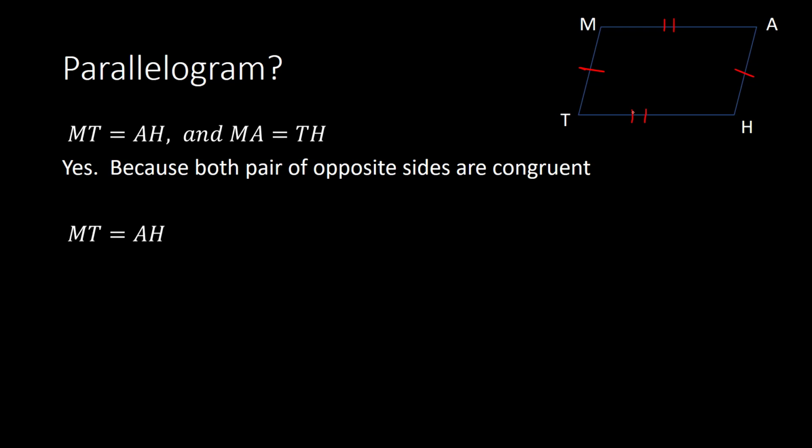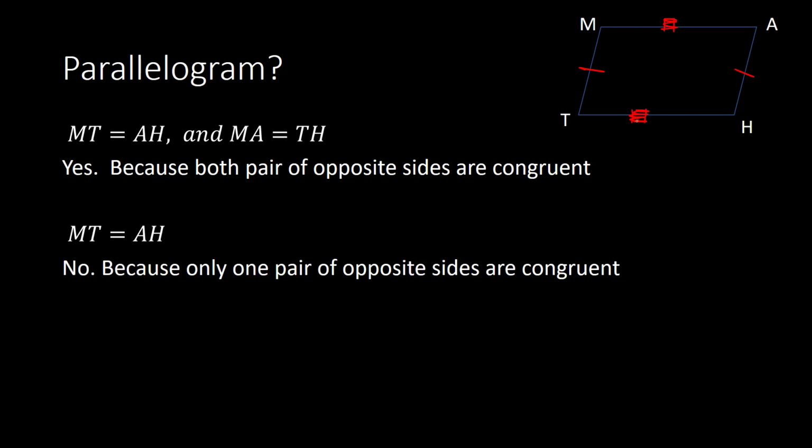And what if we were told that we just had MT equaling AH? So we did not know that MA and TH were congruent. Well, if this were the case, we would not know if it's a parallelogram because only one pair of opposite sides are congruent, and we need two pairs.